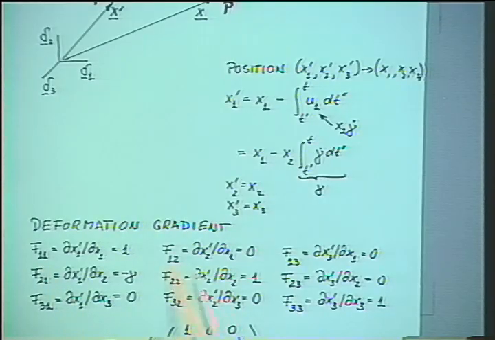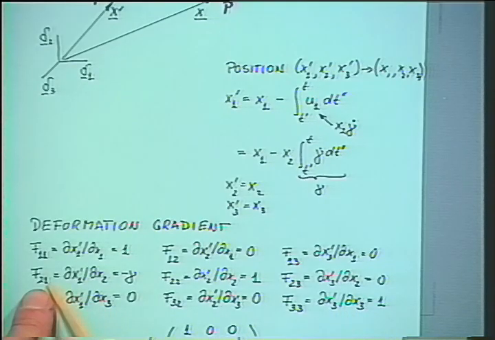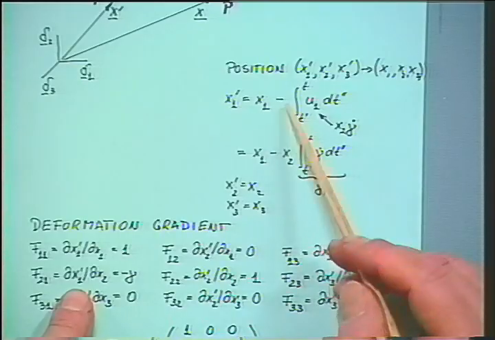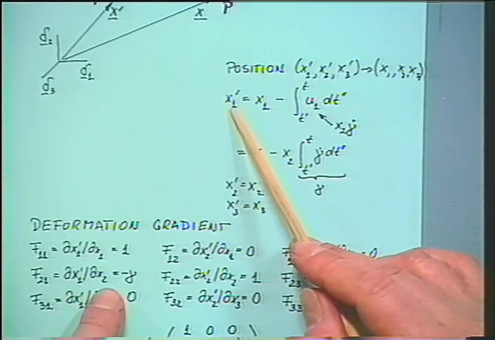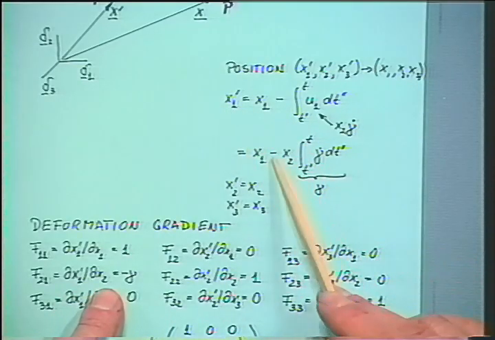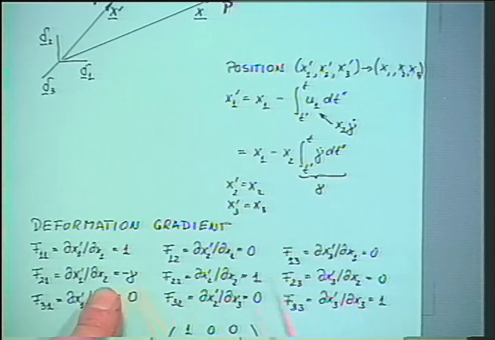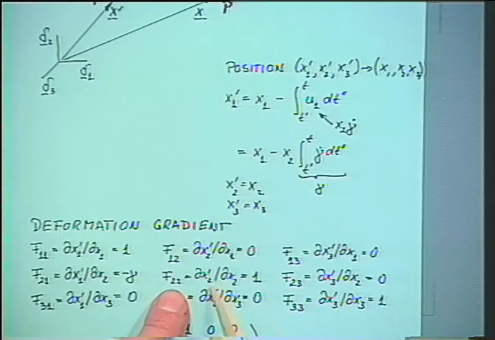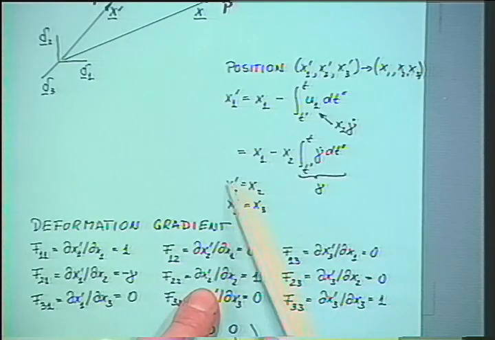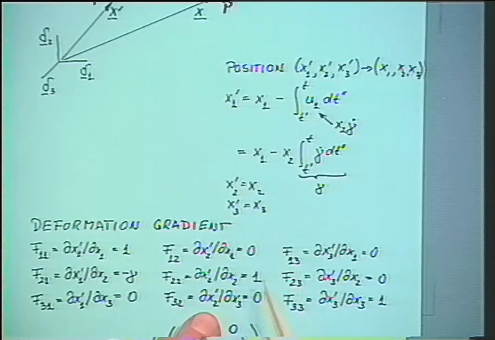1-1 component, 1-2 component, 1-3 component, all those components, taking the derivative. The interesting part is maybe the F21 component. We take the derivative of x1 prime with respect to x2, and this will give us minus 1 times gamma, so this is minus gamma. Or if we take the 2-2 component, we take the derivative dx2 prime with respect to dx2, and that's equal to 1.